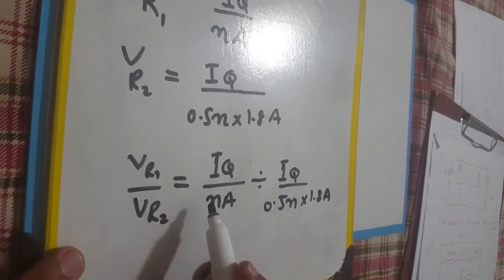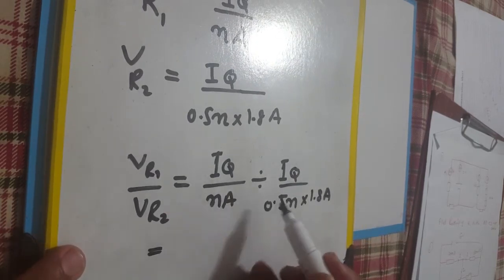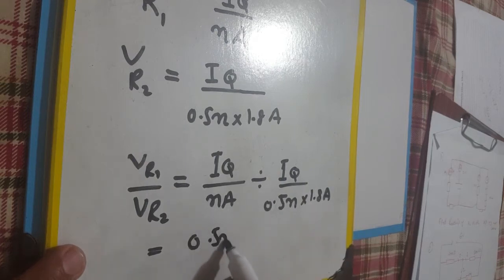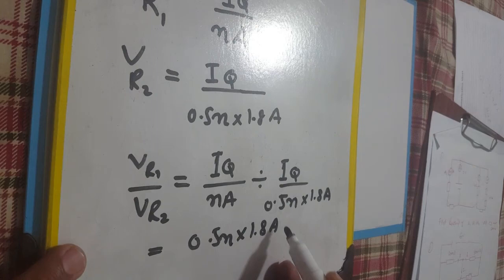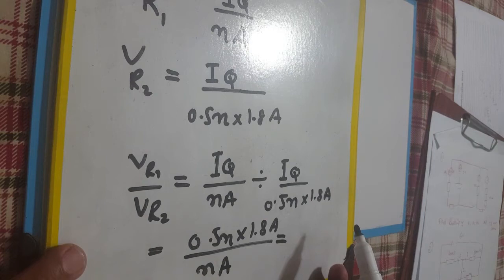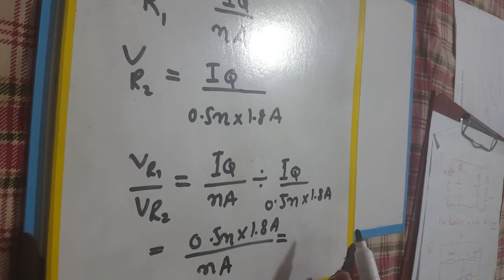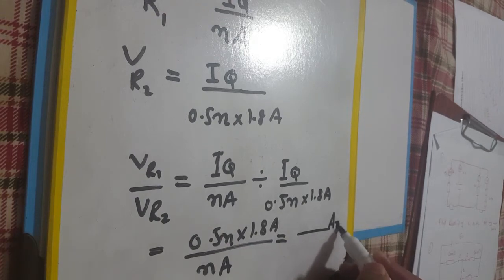If you are a little sharp in maths, this will be cancelled out and they change their positions. 0.5 N upstairs, 1.8 A over N A. You will find a ratio 1.8 into 0.5. Where is the calculator? Okay, you will get the answer. Let me use the shortcut. You do it by yourself. तो ये आपका reply हो जाता है.